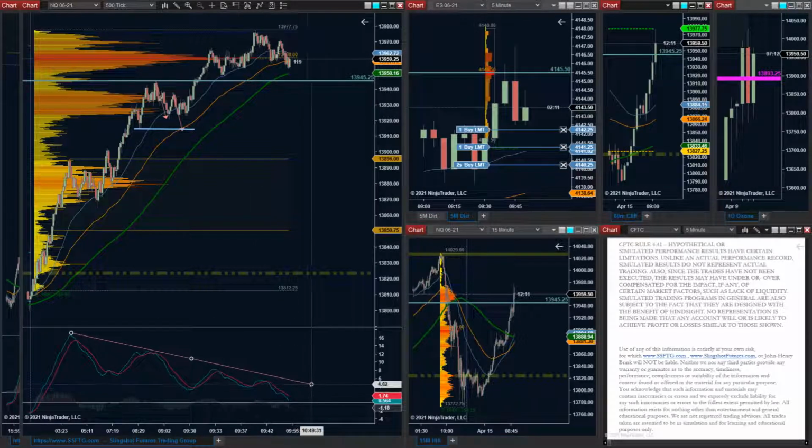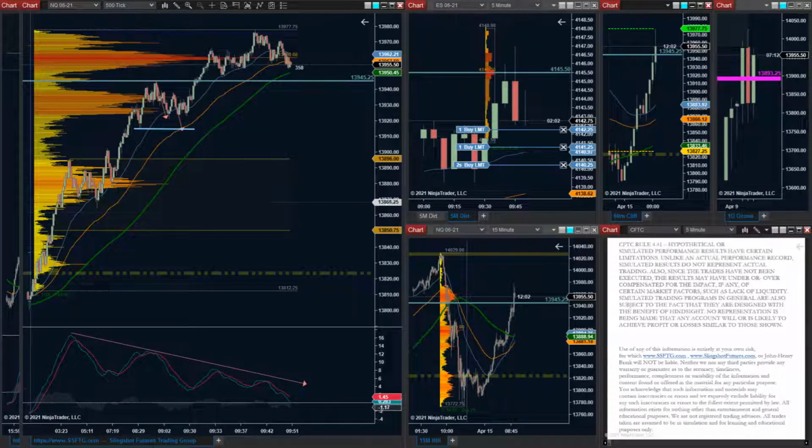The perpetual motion machine on the NASDAQ keeps going down. Undertow hanging out, telling us that the next pullback is probably going to be deeper.